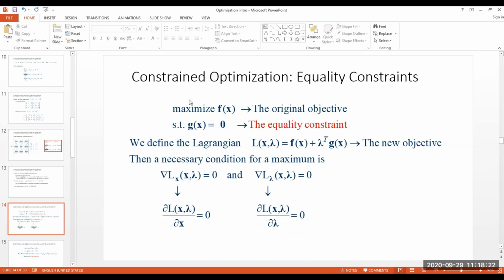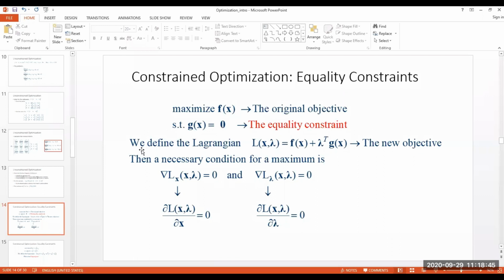So now in this case, we have a constraint optimization. We have some equality constraints. We are going for maximizing the function f of x. This is our original objective, okay? The given objective, subject to some equality constraint. Whenever you see some equal sign in the constraint expression, that means it is the equality constraint.